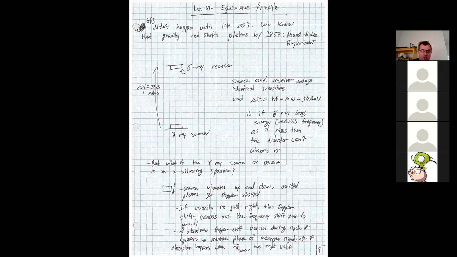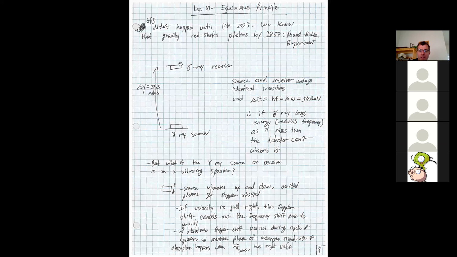So what they did, you could either put the receiver or the source or both on a speaker, just a stereo speaker, right? A stereo speaker vibrates up and down. If our receiver is moving towards the photon, there is a Doppler shift. Remember, whenever your detector is moving towards the photon, your detector sees a wave with a higher frequency. Conversely, if the source down here was moving, a moving source emits photons at a higher frequency. So you could do it either way.